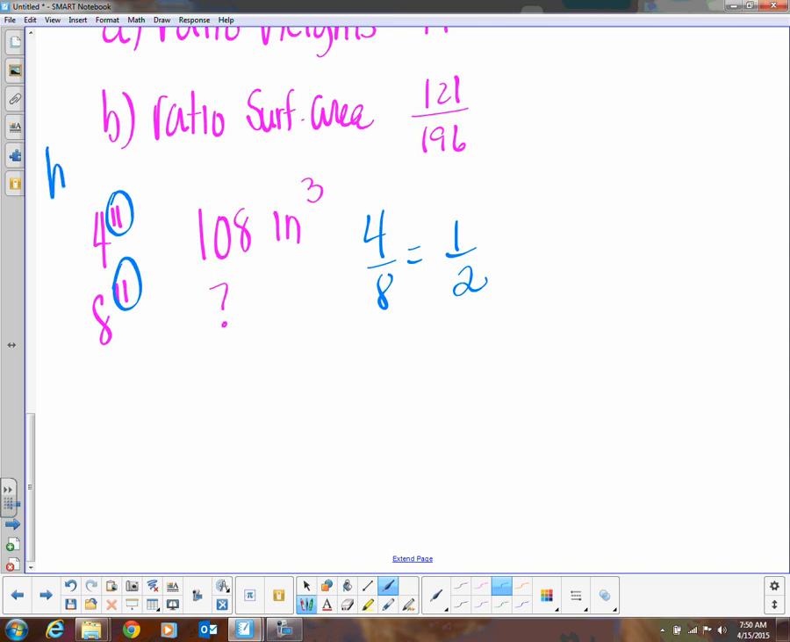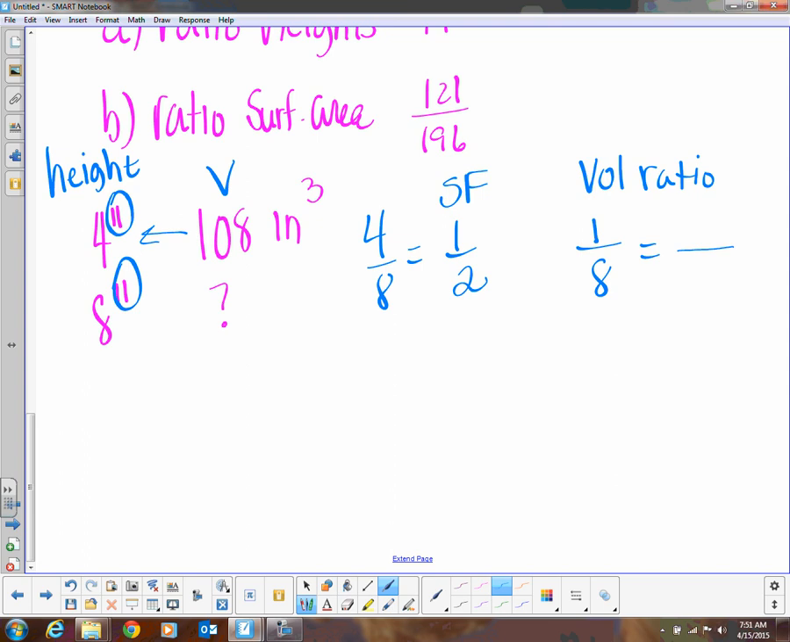This is the height of the clown's face. So what is this? It is the scale factor. This is volume. What are we going to have to do? Which ratio do we need? The volume ratio. What do we do? Cube it. What's 1 cubed? What's 2 cubed? All right, where does the 108 go? Top, because it's associated with the 4, and now you finish it.